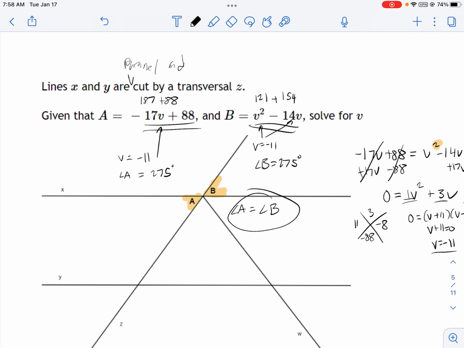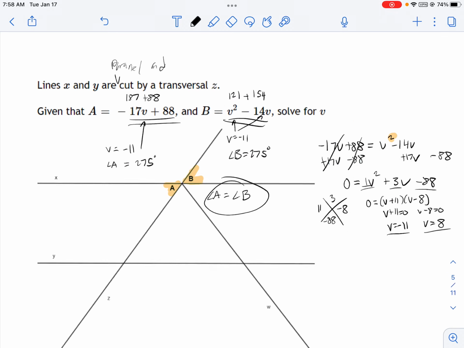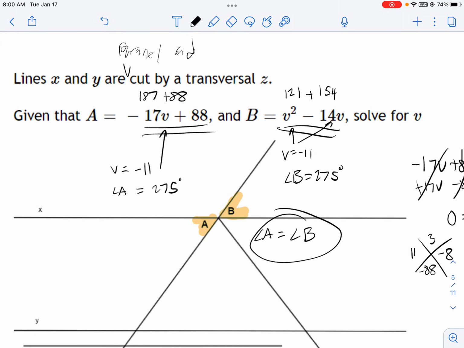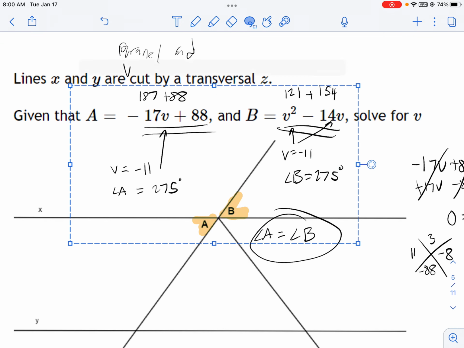You want them to be positive. If they're negative, that doesn't really make sense. This geometric figure only has positive angles here. So there you got negative 11 as an answer. Now you double check the 8. Does the 8 still give you the same kind of setup when you go through this?